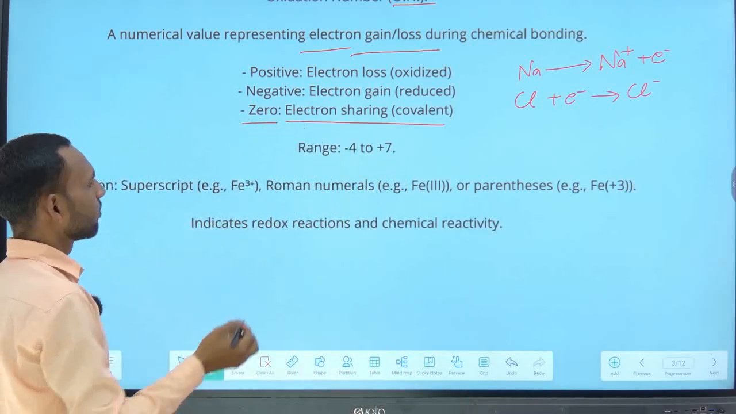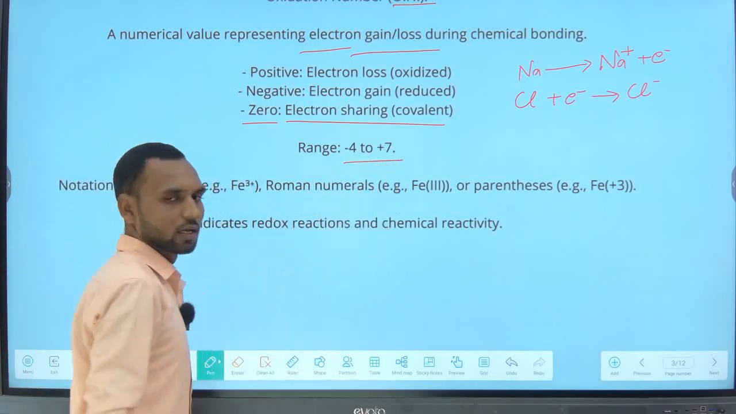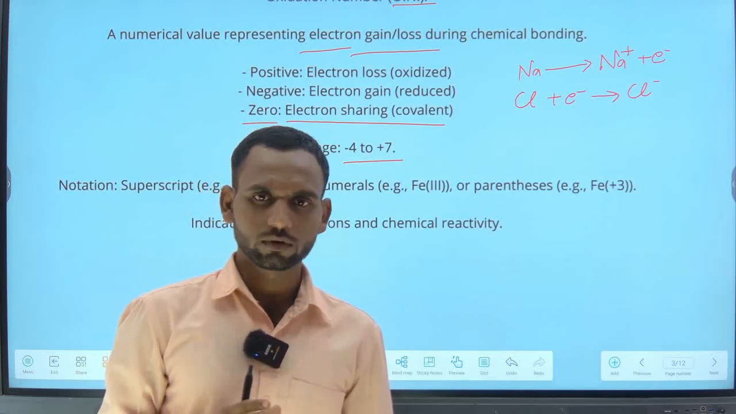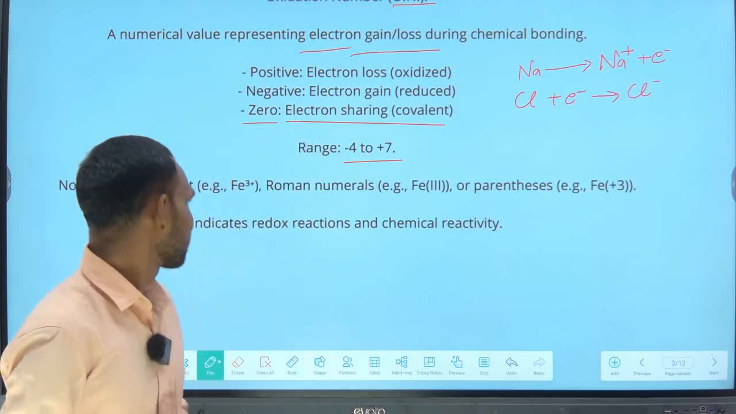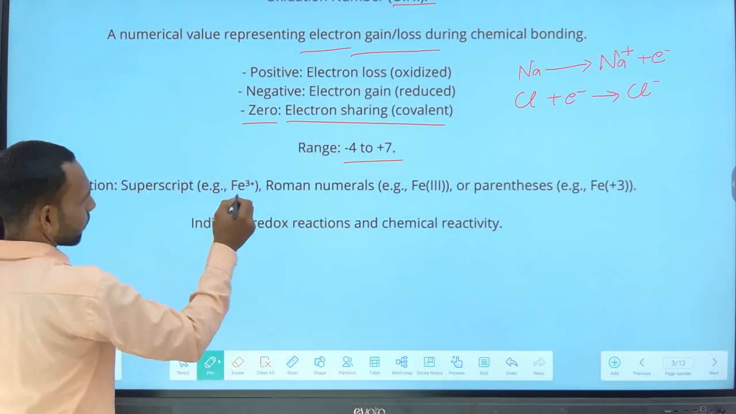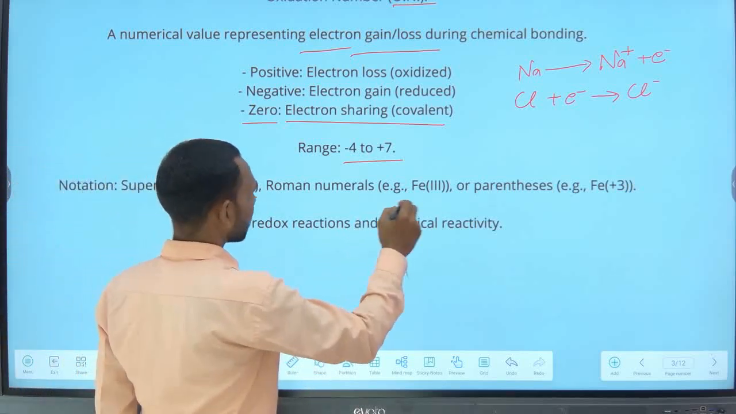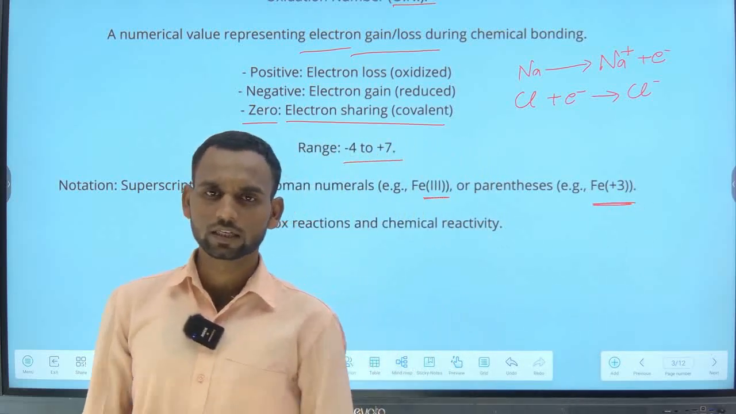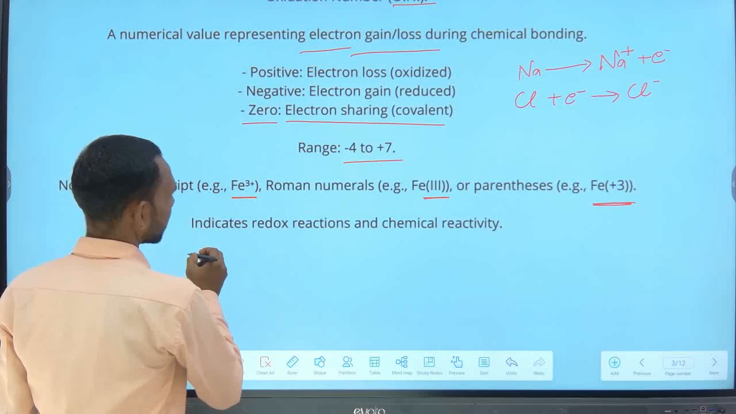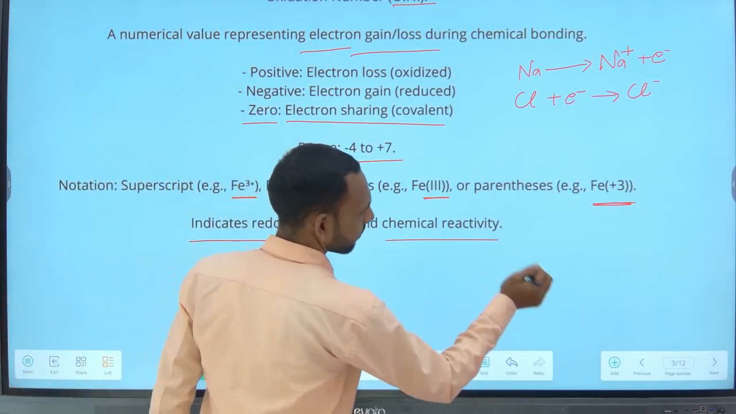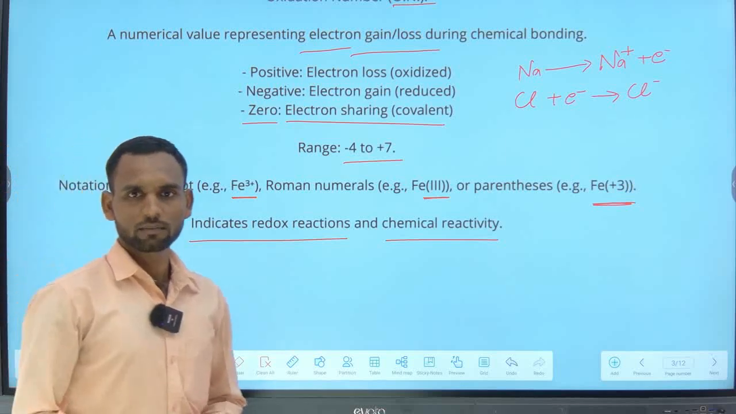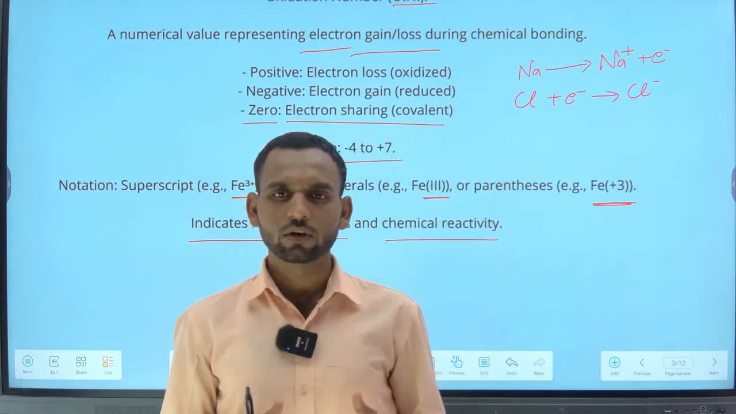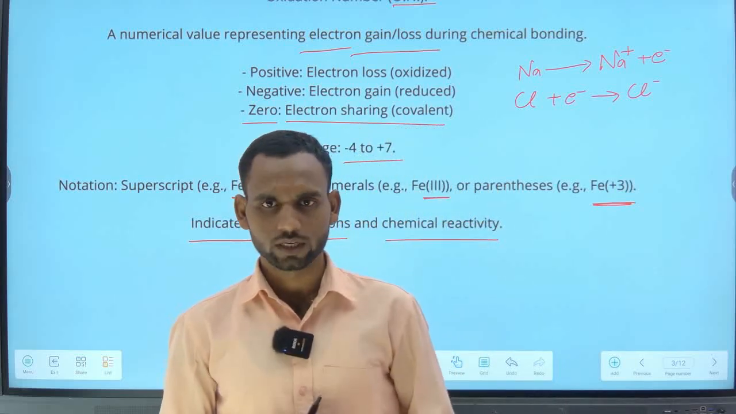The range is -4 to +7. In the periodic table, any substance has a minimum oxidation number of -4 and a maximum of +7. These are written in subscript form like Fe3 plus, or Roman numeral form, or parenthesis form like +3. These are three ways of defining oxidation number, and they indicate chemical activity in the reaction. It means that releasing electrons gives positive, gaining electrons gives negative, and no gaining or releasing of electrons gives the zero oxidation state.